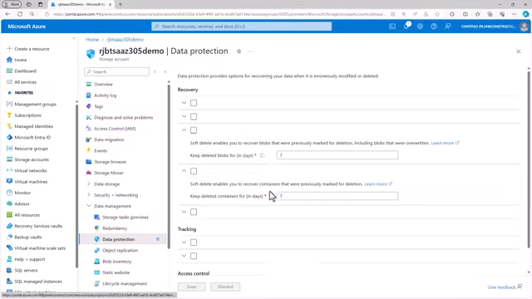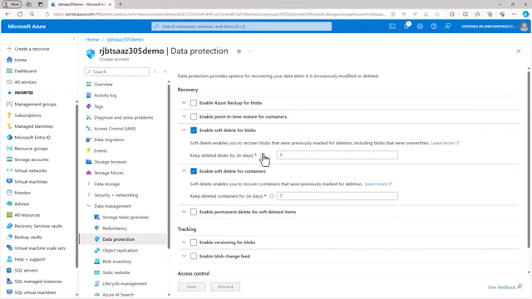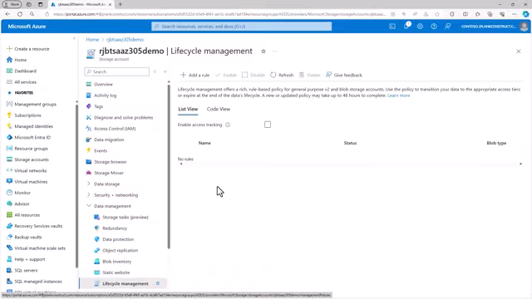I can manage the data protection values that we originally set up for the soft delete capabilities, as well as working with lifecycle management to create an automated process to move files from hot to cool to cold through to archive, as discussed with lifecycle management from the lesson.